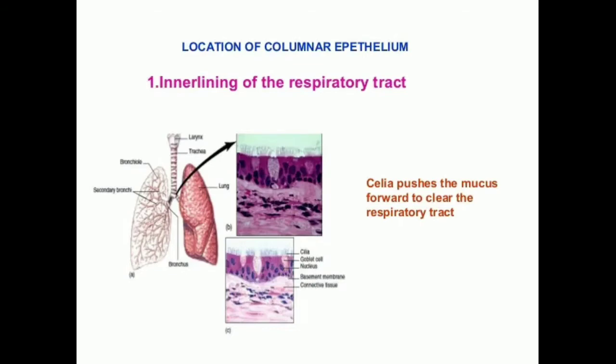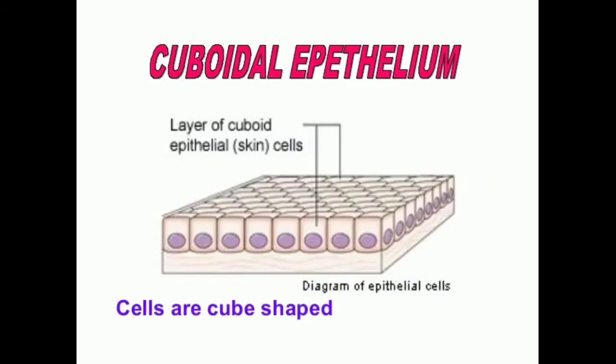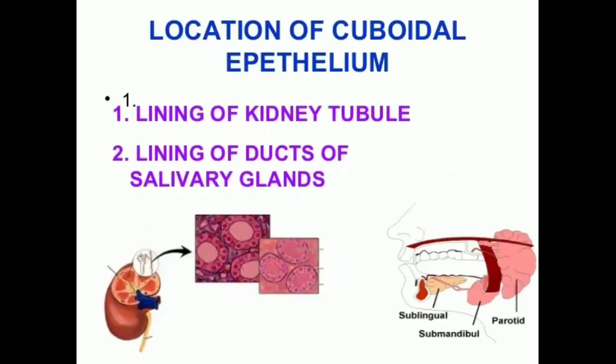Next type is cuboidal epithelial tissue. This type of tissue consists of cube-shaped cells. From the name itself you can understand that it consists of cube-shaped cells, and which will form the lining of kidney tubules and ducts of salivary gland, where it provides the mechanical support to these tissues. Okay. So cuboidal epithelial tissue are cube-shaped cells and which will provide mechanical support.